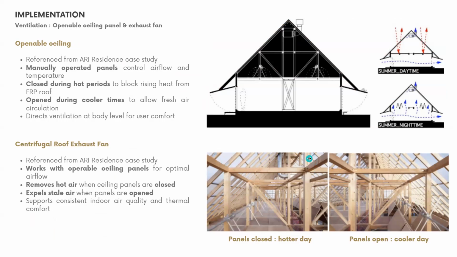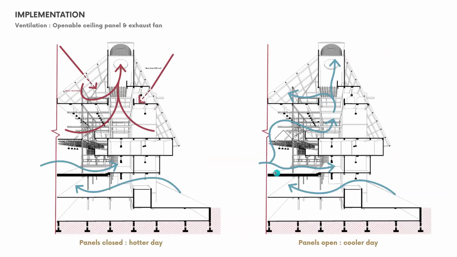Next is the implementation of the openable ceiling panel and exhaust fan for natural ventilation. This openable ceiling is manually operated, closed during hotter periods and open during cooler times. It is paired with a roof exhaust fan to remove hot air when the panels are closed, and when the panels are open, it expels stale air. This helps maintain consistent indoor air quality and thermal comfort. This is the illustration of how the system works. During a hot day, you can see the panels are closed.